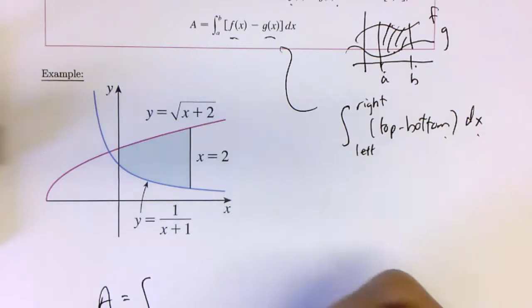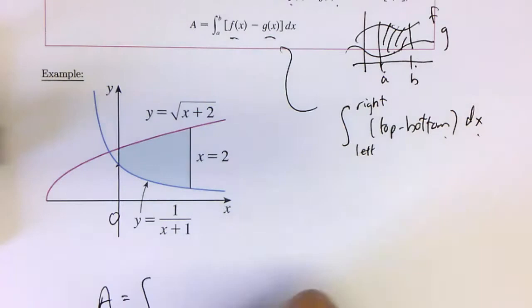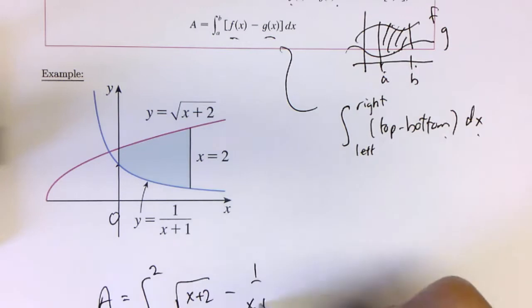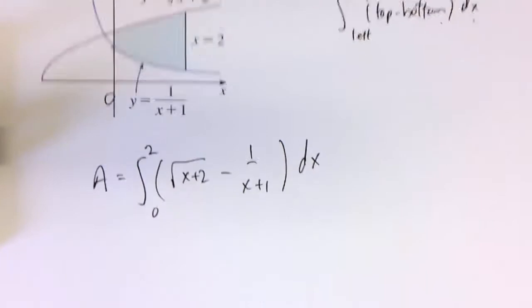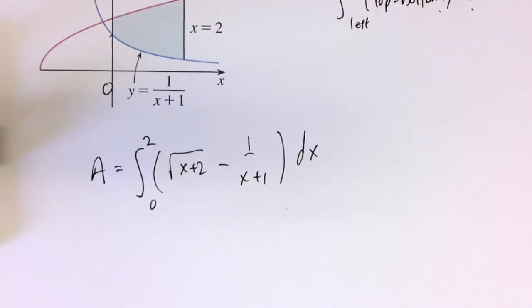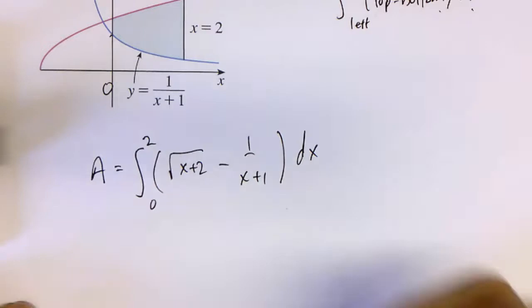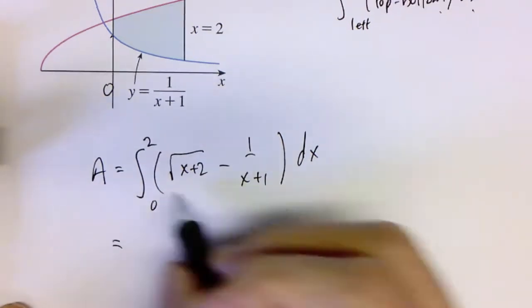So the integral from left to right, so 0 to 2, of top minus bottom dx. Now this is a relatively straightforward antiderivative problem. I'm not going to work it out completely for you. Well, let's go ahead and do it, I guess. Just see one example clear through.